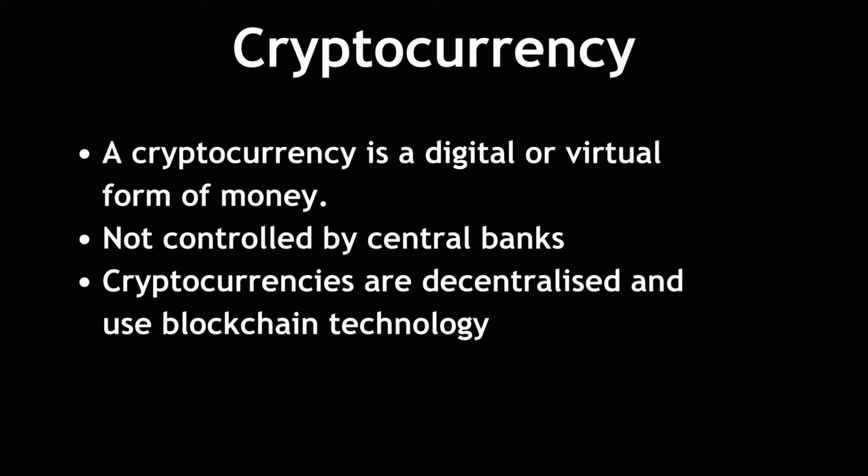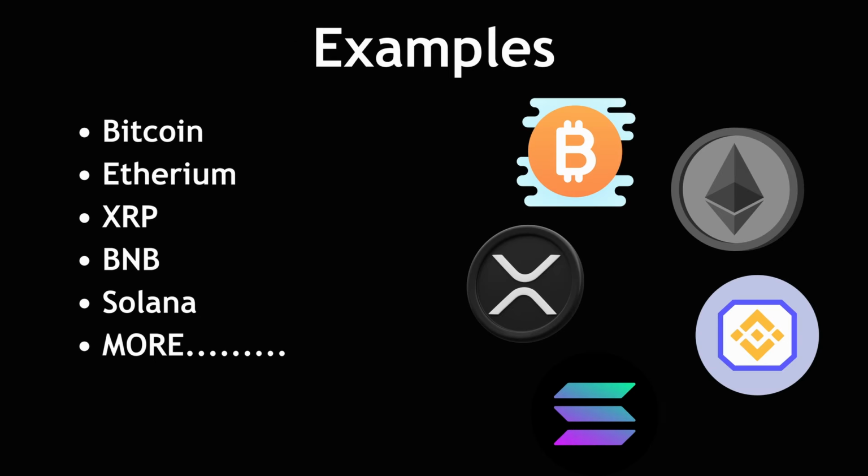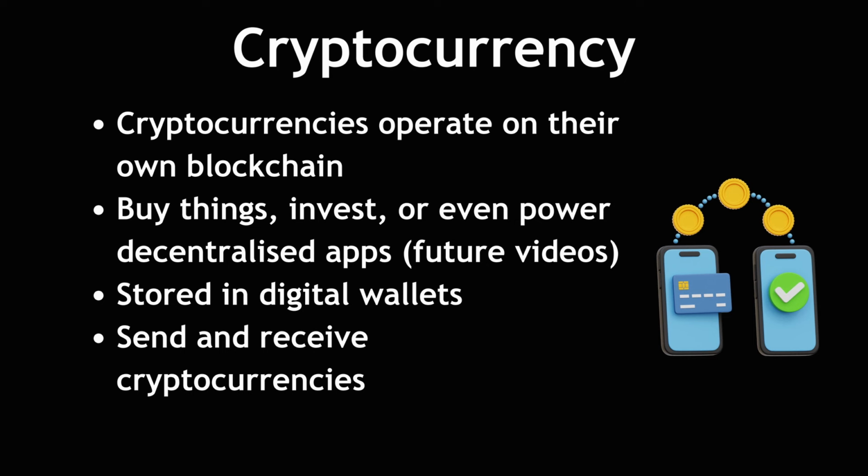The most well-known cryptocurrency is Bitcoin, but there are thousands of others like Ethereum, Ripple, Solana, BNB, just to name a few. Each cryptocurrency operates on its own blockchain, and they can be used to buy things, invest, or even power decentralized apps, something that we'll get onto in future videos.